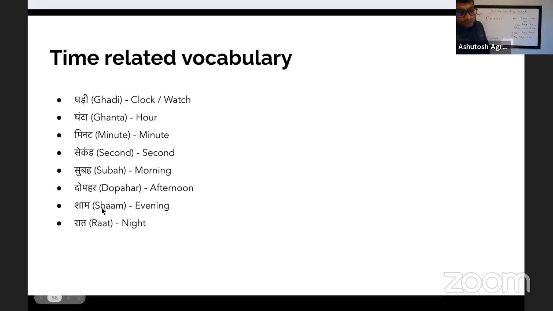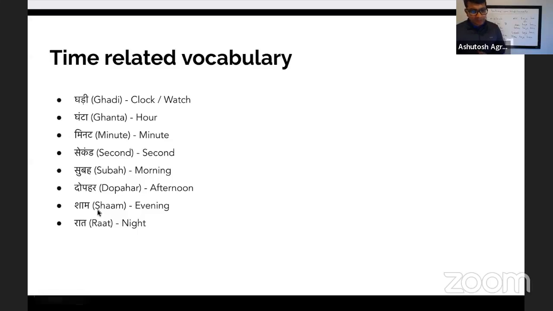So basically, you're asking what if it is AM and PM, because 7 o'clock can be 7 AM or it can be 7 PM. If it is 7 AM, you will say सुबह के 7 बजे हैं. सुबह is morning, के is your postposition of. If it is of the evening, you will say शाम के 7 बजे हैं.